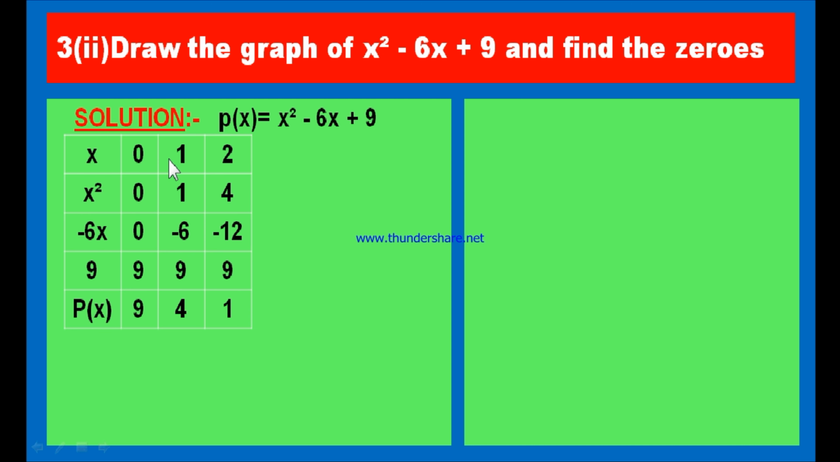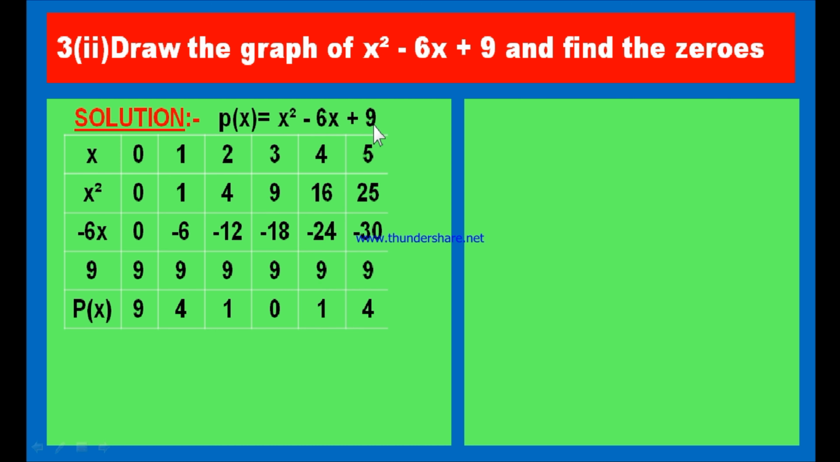In this table, first of all, let us consider the x value. Later x square value, next is minus 6x and next is 9. If we add x square value, minus 6x value and 9, if you add these 3 values, you will get p of x value. Understood? P of x is nothing but sum of x square minus 6x plus 9. Therefore, in the first row we took x value, later x square value, next is minus 6x value and next is 9. If we add these 3 values, you will get p of x. P of x is nothing but x square minus 6x plus 9.